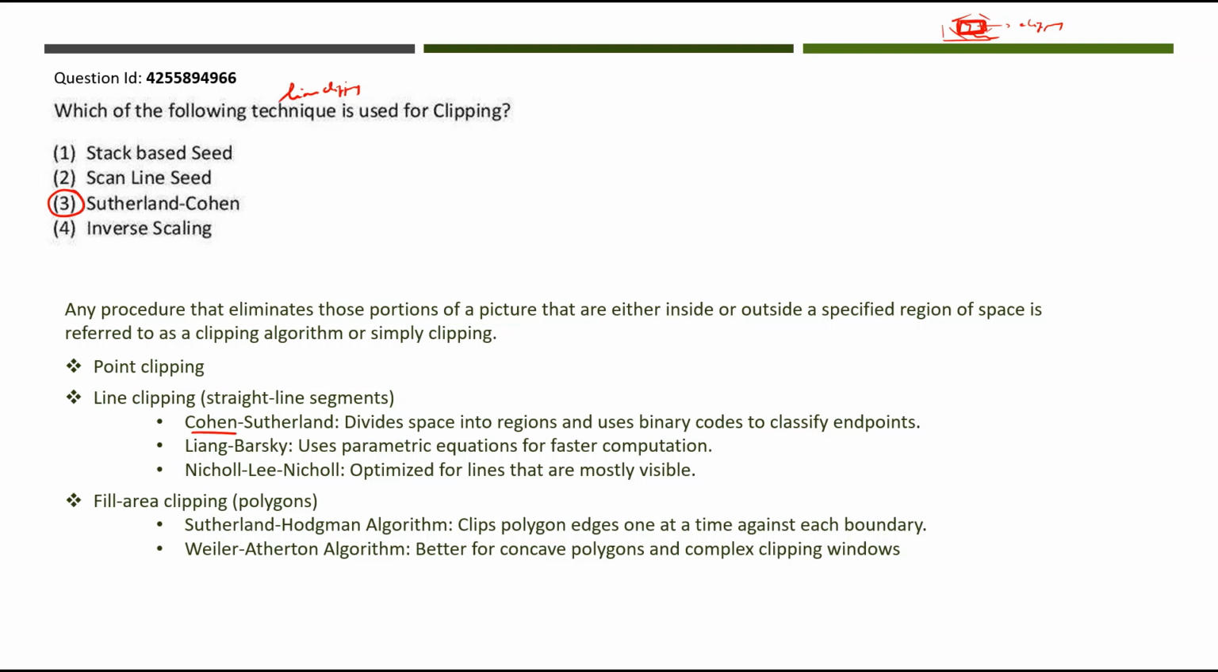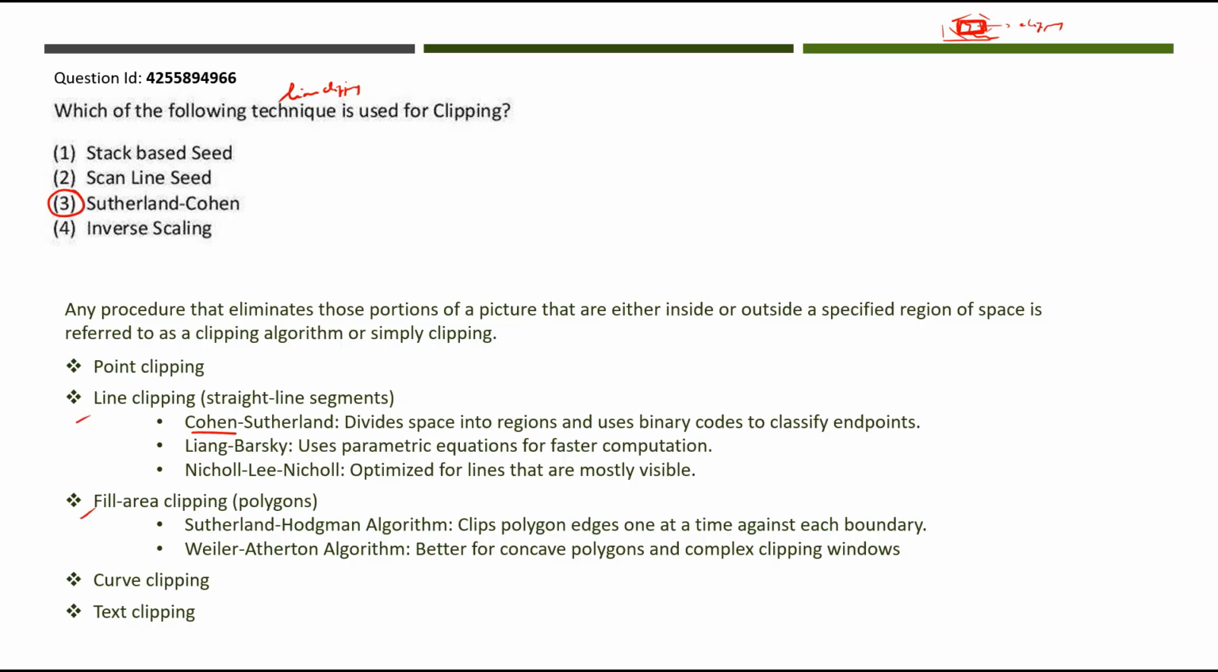Sutherland-Hodgman will clip polygon edges one at a time against each boundary, and Wheeler-Atherton algorithm is better for concave polygons and complex clipping windows. Actually, in unit outline series, I would have discussed few of these algorithms, at least for telling you what these algorithms will do. Then the final 2 clipping techniques will be curve clipping and text clipping.